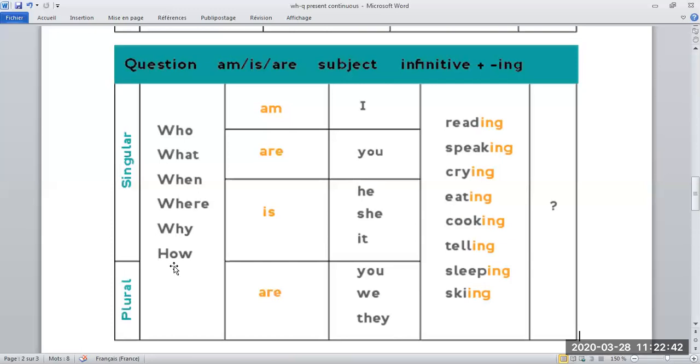How do you ski? How are you skiing? Sorry, how are you skiing? How is he skiing? How? The manner. Very good.